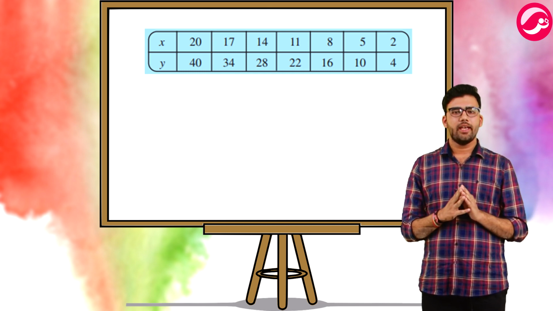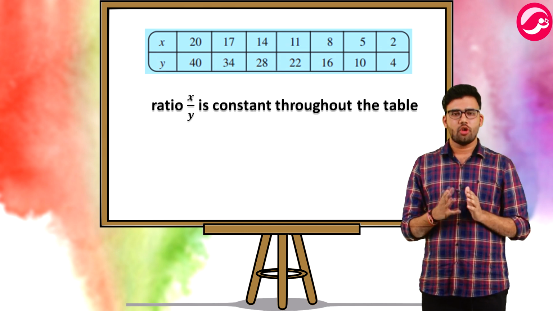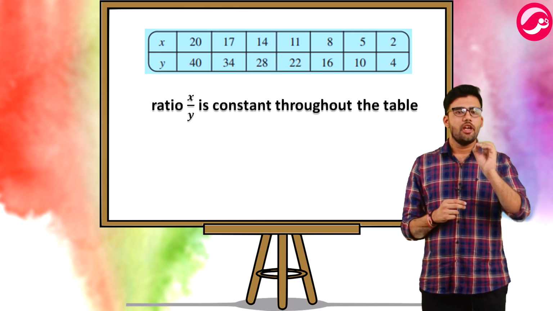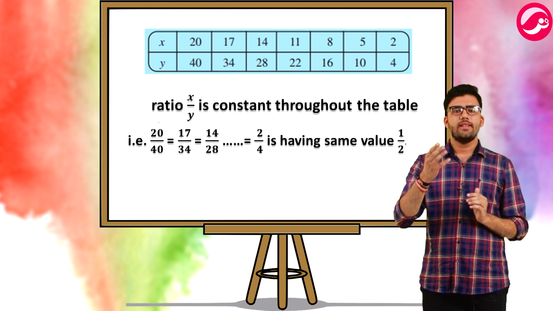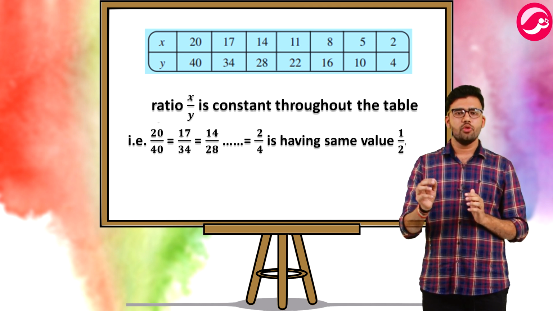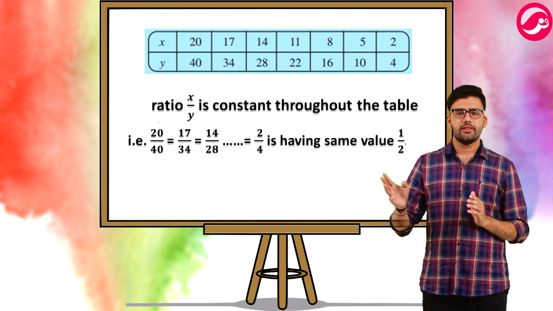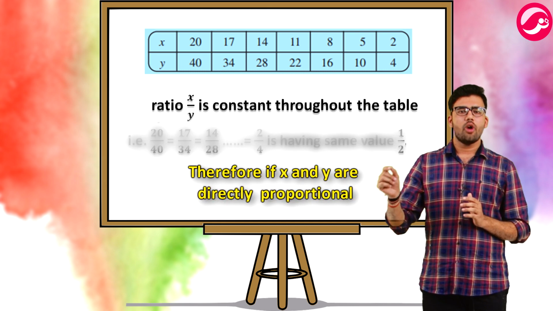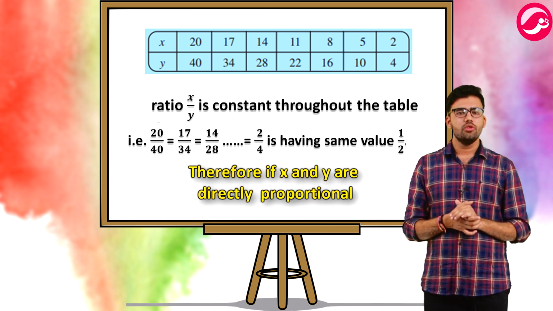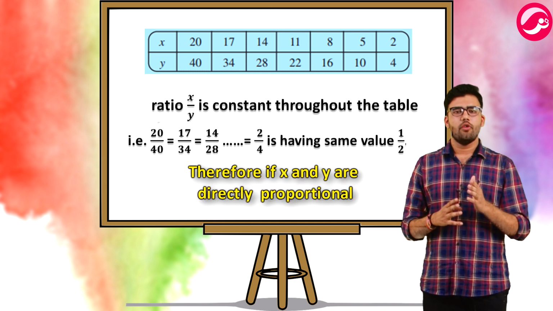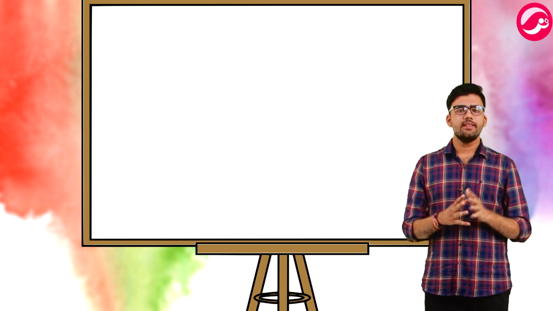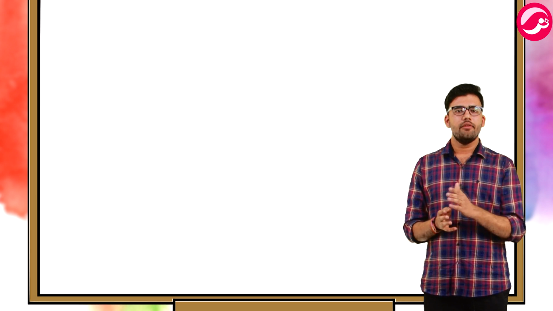We can see here that the ratio x upon y is constant throughout the table, that is 20 upon 40 is equal to 17 upon 34 is equal to 14 upon 28, and so on. We will get 2 upon 4 is having the same value as 1 upon 2. Therefore, x and y are in direct proportion.